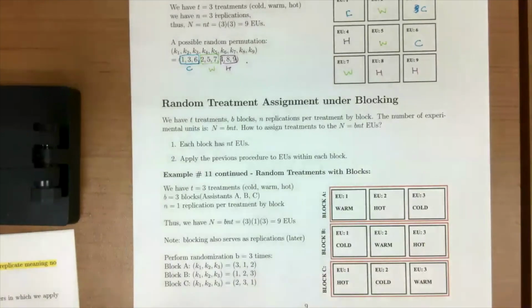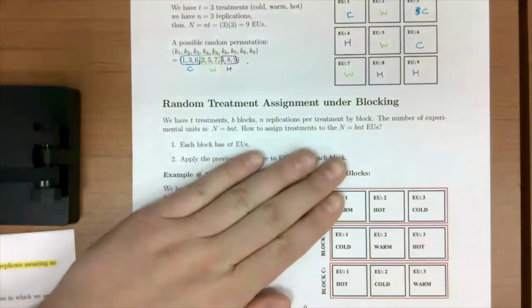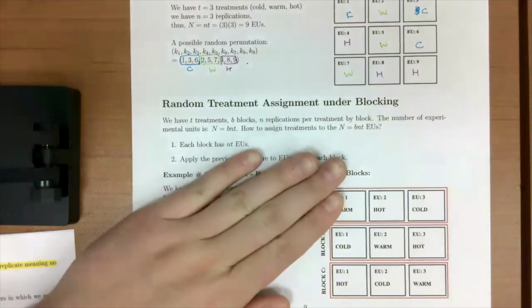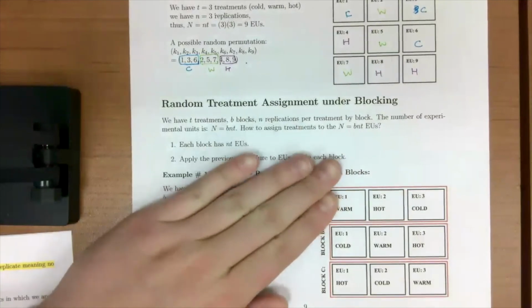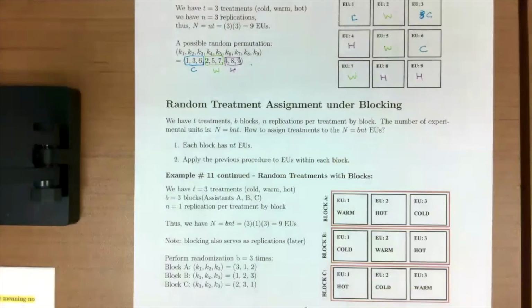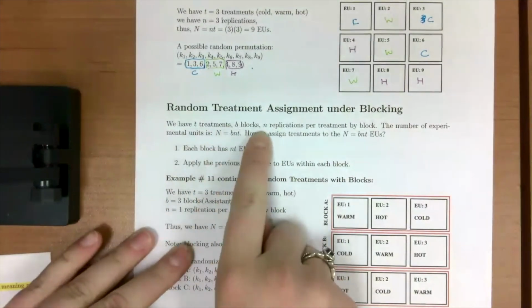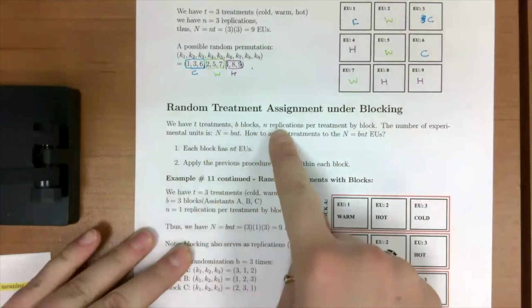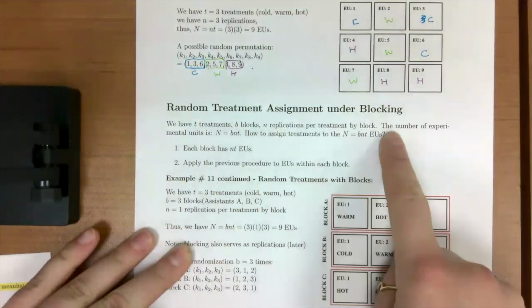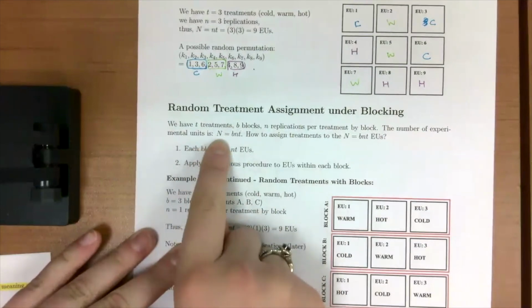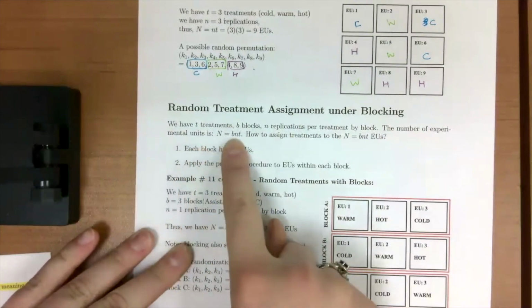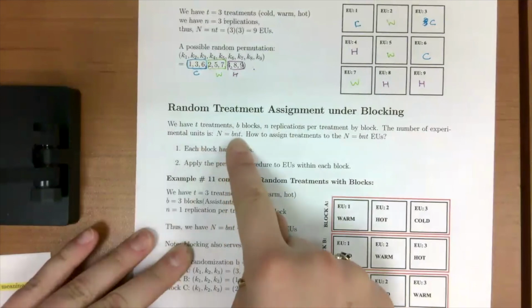Also, on your homework, you're going to have to do something similar to this. Again, there will be a video for you on this. So let's just repeat what we have. We have T treatments. We're going to have little b be our number of blocks, little n is the replicates. And then our number of experimental units is capital N, which is equal to b times n times T.